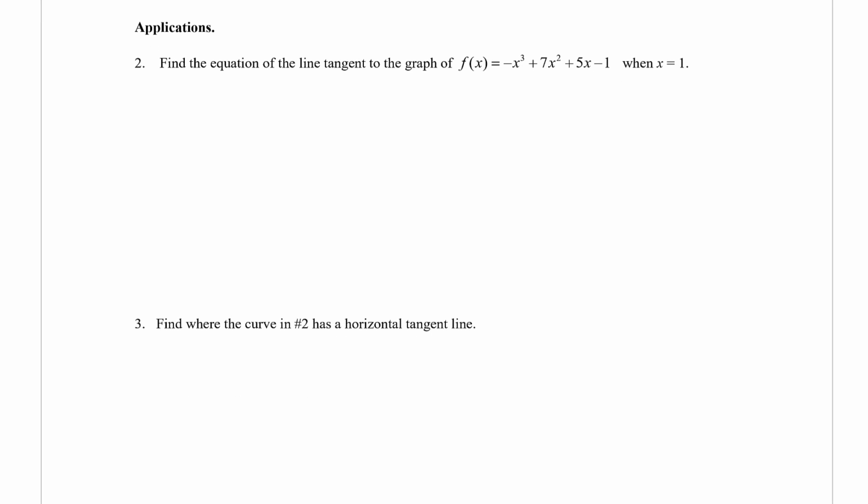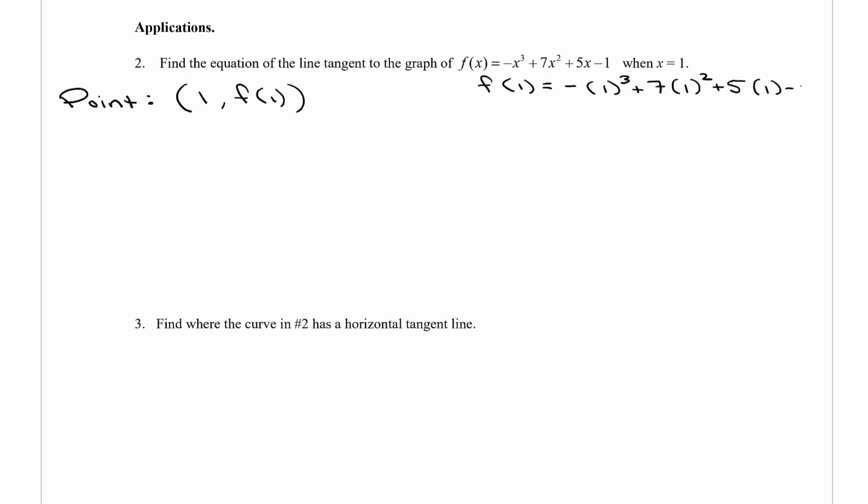Applications. Find the equation of the line tangent to the graph of f of x equals negative x cubed plus 7x squared plus 5x minus 1 when x is equal to 1. In order to find the equation of a line, we need a point and we need the slope. Our point is going to be 1 comma f of 1. f of 1 is equal to negative 1 raised to the third power, plus 7 times 1 squared, plus 5 times 1 minus 1.